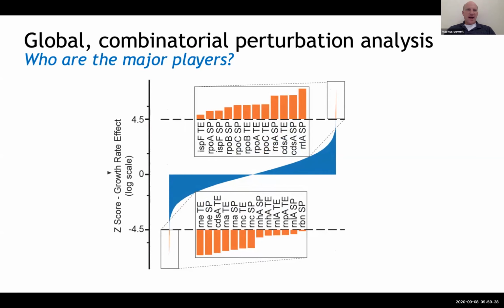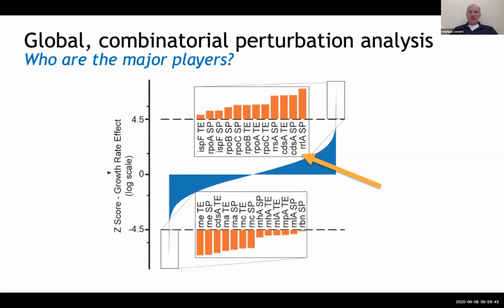Then finally, just to wrap up, as we look at this big perturbation study with the growth rates, as I told you, CDSA was a very strange outlier to us. Like, I was wondering, why would that be in here with the other genes?